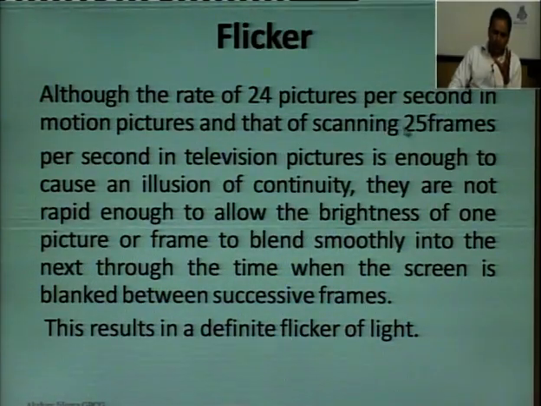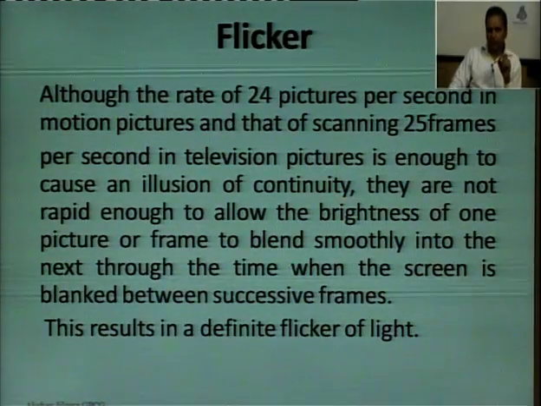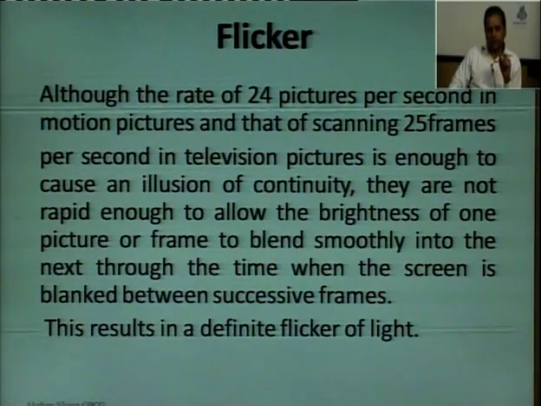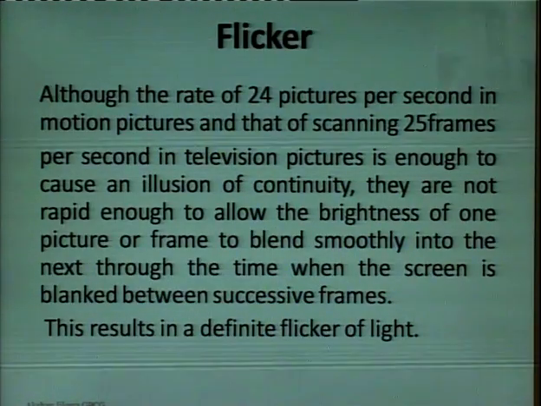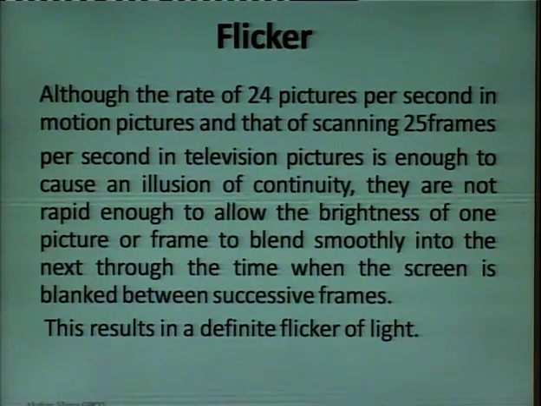So, this rate of 25 frames is enough to cause an illusion of continuity, but at the same time this rate is not enough to allow the brightness level of one frame to smoothly blend over the brightness of the next frame. So, this is called a flicker.